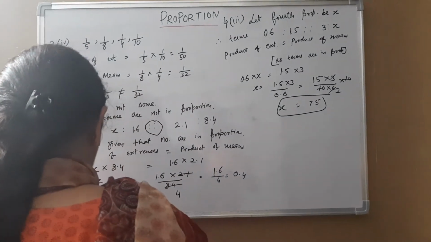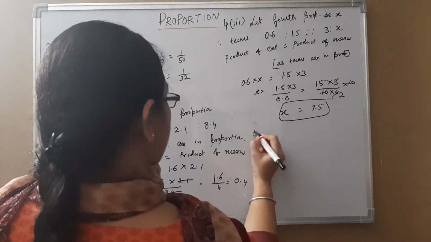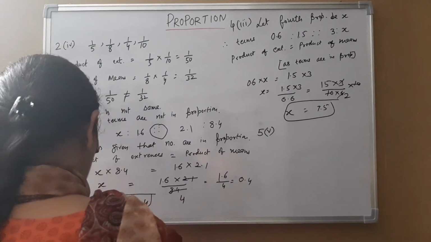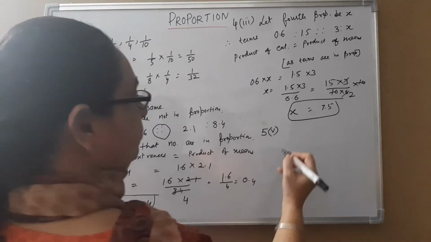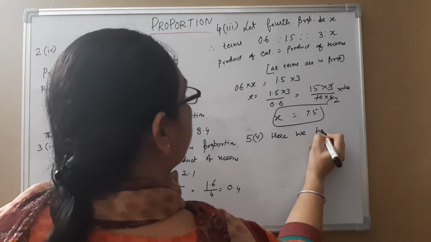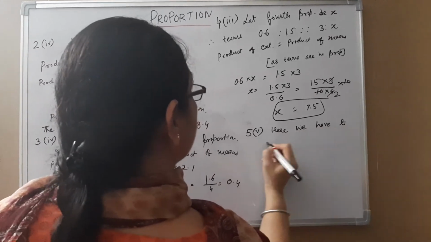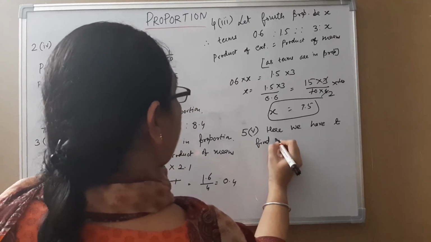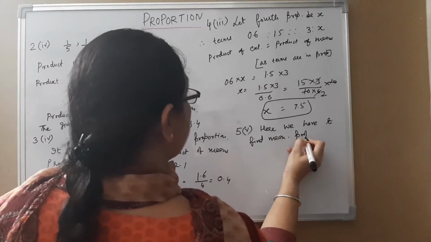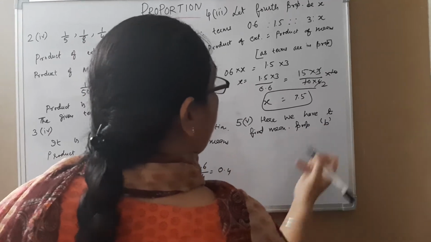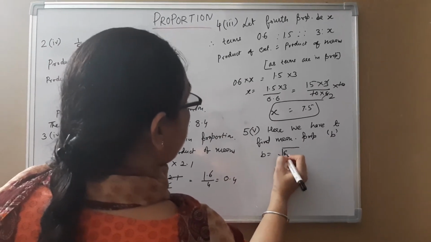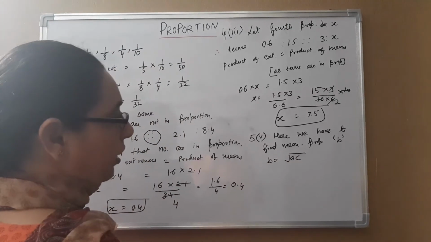Okay, let me handle the fifth question also. Suppose I'm taking the fifth part. Here we have to find the mean proportion, and I have explained earlier what mean proportion is. Mean proportion is B. And what is B? B is equal to the square root of AC. You can directly put the formula.